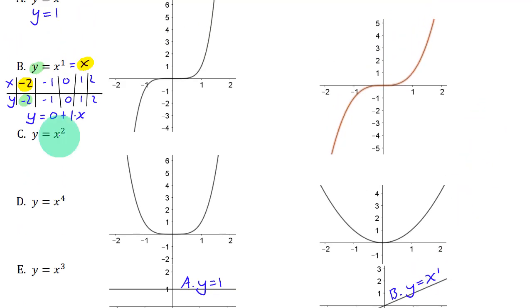How about x squared? Important thing to know about squaring x is that the result of squaring anything is always positive, or maybe 0 if x is 0. So which one of these have y coordinates that are positive or 0? It would be either this one or this one.